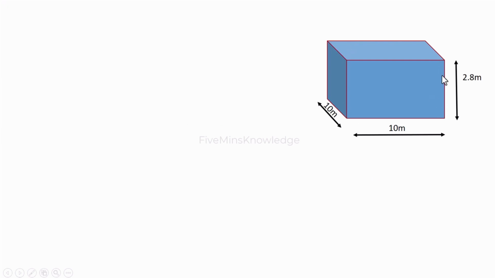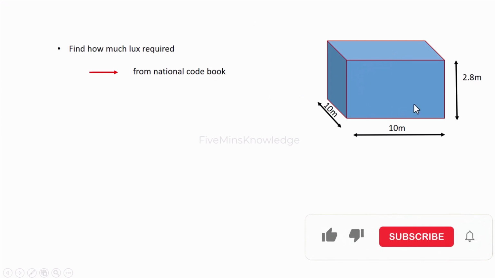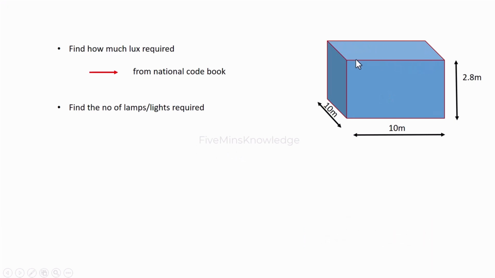So we have an office of 10 by 10 area, a height of 2.8 meter. For this office, we are going to design a lighting system. First we need to know how much lux is required for the office. That depends on the national code book. For different countries, we have different national code books, and as per that standard, we'll select the lux required for this office.